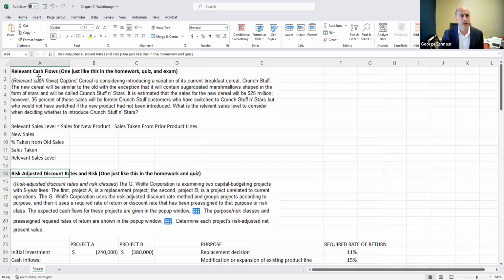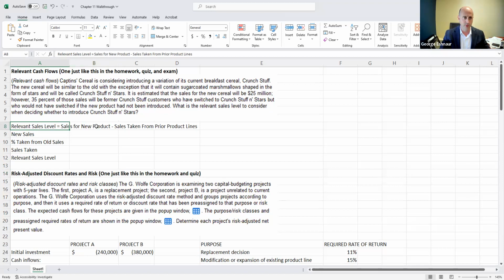So again, relevant cash flows. I found this one in the homework, the quiz, and the exam, different variations of it. But let's say we're a cereal company, and we're dealing with a little bit of uncertainty. We're looking to start a new product line, and we're estimating that the sales for the new cereal will be 25 million. 35% of those sales, though, will come from our other cereals. So we're cannibalizing some of our consumer base, but we're going to need to figure out what our actual sales revenue level is. It's not 25 million because we're going to have a reduction here.